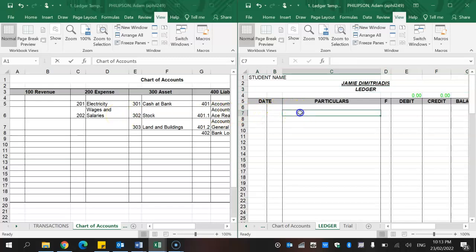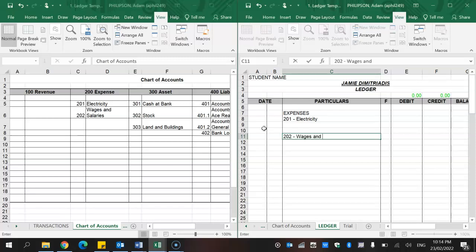Now we're going to create our ledger template, and we do that by just listing these down the page. So if we had some revenue, we would put revenue in here, and we would list our revenue accounts underneath that. We don't. Okay, so we're going to start with expenses. And then underneath that, we just head up expenses, and then we're going to go 201 electricity. Get rid of the caps lock. Leave a couple of lines. Hit enter 3 times. Okay, 202 wages and salaries.